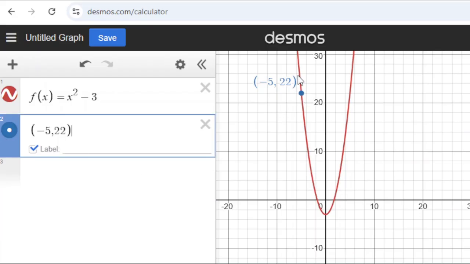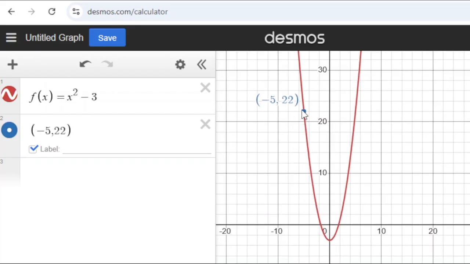Now the question is, what is the slope of the tangent line there? And notice it looks like a negative slope. And not only what is the slope of the tangent line there, what is an equation for the tangent line there?